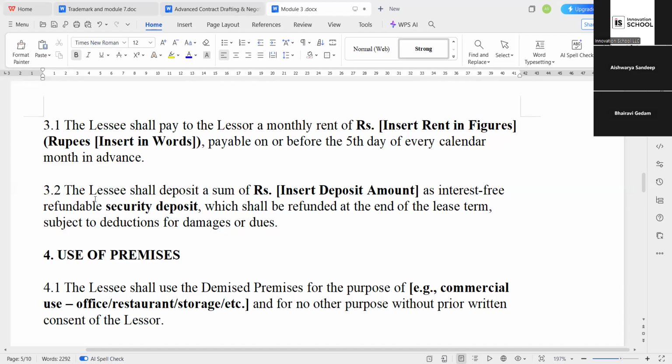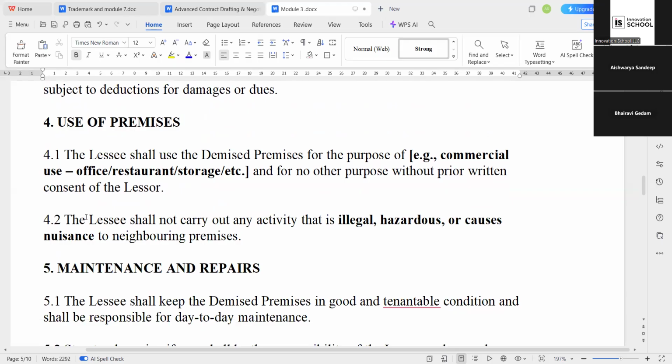Then comes your term on interest on the deposit. Now there is no concept of interest on deposit or anything. If X amount was given as a deposit amount, the same X amount will be given back to the tenant.